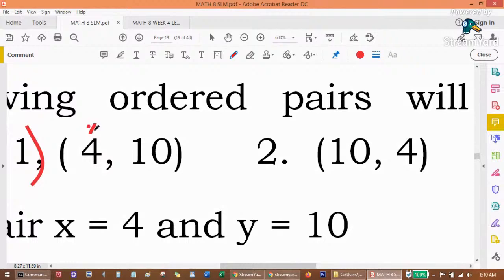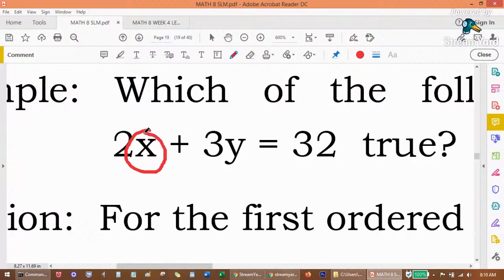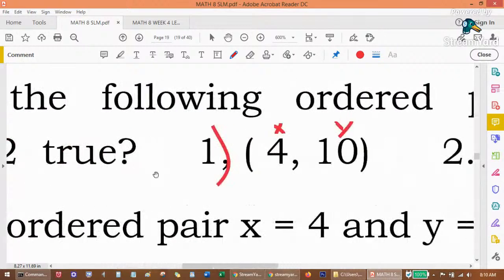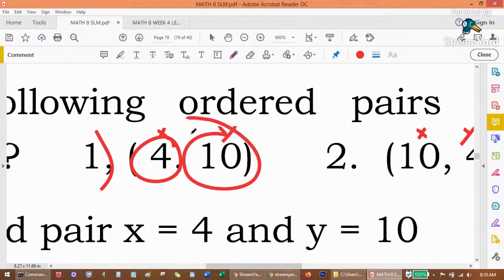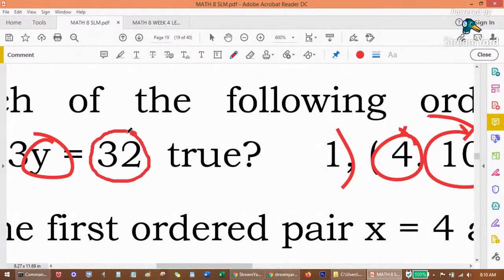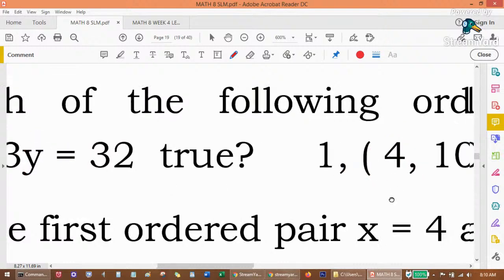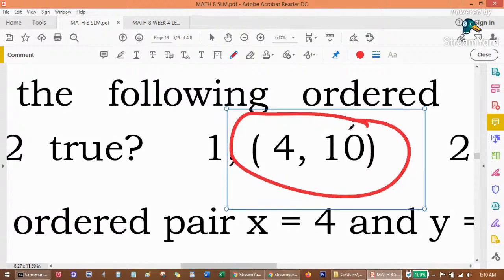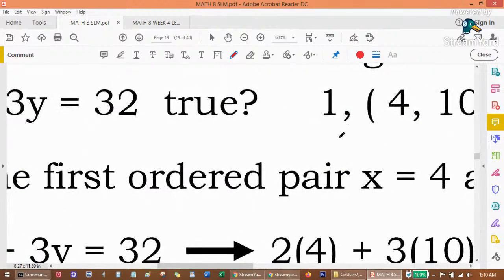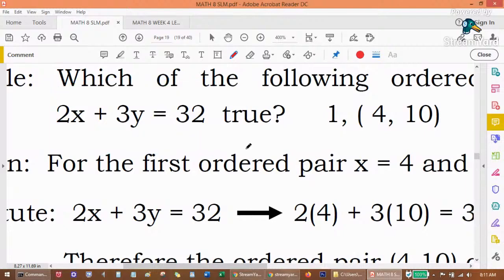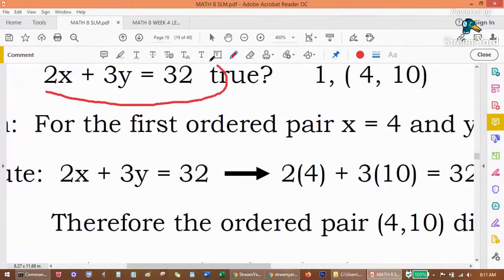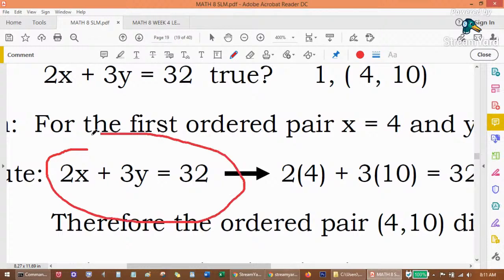ordered pair para dito? So, basically, ang gagawin natin is ito yung x natin, ito yung y, ito yung x dito, ito naman yung y dito. So, kapag pinalitan natin yung x dito at saka yung y dito ng x and y, dapat magiging equal to 32. Okay, so let's try first the first ordered pair. Test natin if this is true ordered pair of this linear equation. So, 2x plus 3y is equal to 32. Copyain lang natin.